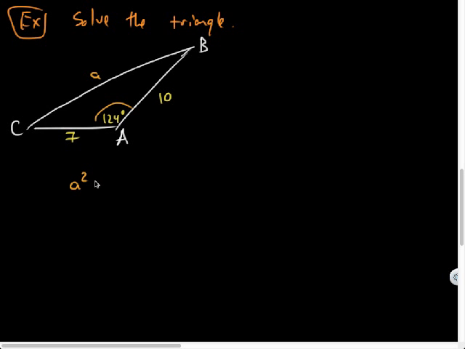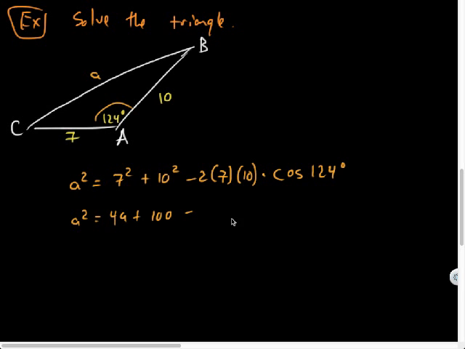So I'll have a squared equals b squared, which is 7 squared, plus c squared, which is 10 squared, minus 2 times 7 times 10 times cosine of 124 degrees. All right, so I just plug it in. I want to point out that this is a multiplication sign here. A lot of times students end up messing up their PEMDAS. So a squared equals 49 plus 100 minus 2 times 7 is 14 times 10 is 140 times the cosine of 124.